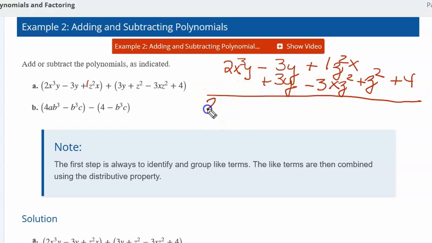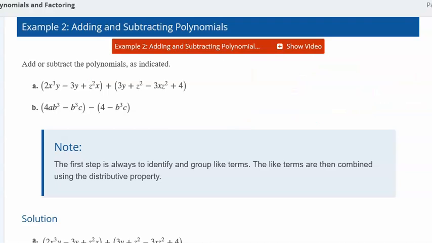So this is 2x to the third y. Now, interestingly, these just cancel out. Now, since we have a positive 1 of these and a negative 3 of these, this will give me a negative 2xz squared plus z squared plus 4. And there's my answer.